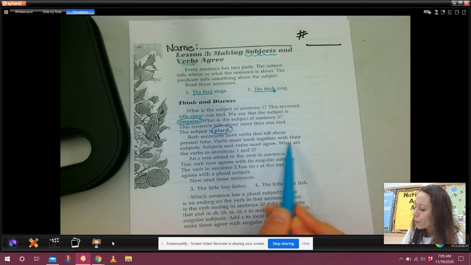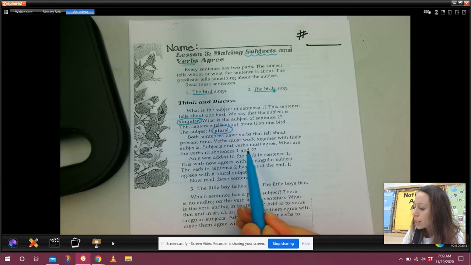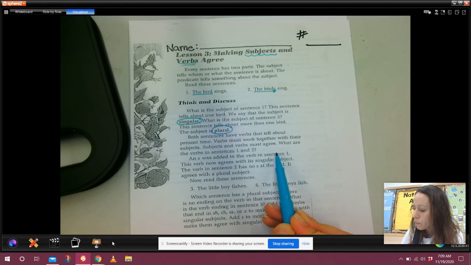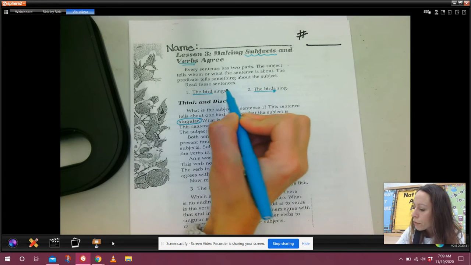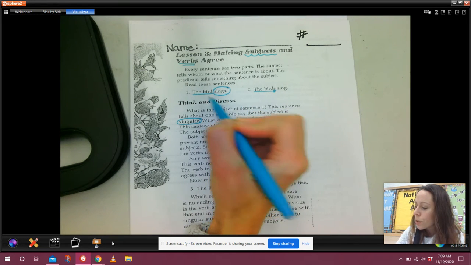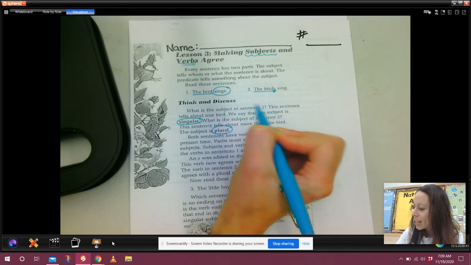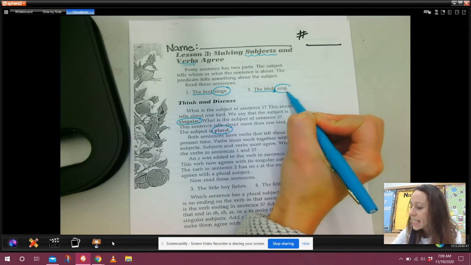Verbs must work together with their subjects. Subjects and verbs must agree. What are the verbs in sentences 1 and 2? Well, our verbs are what they do. So the bird sings, the birds sing.